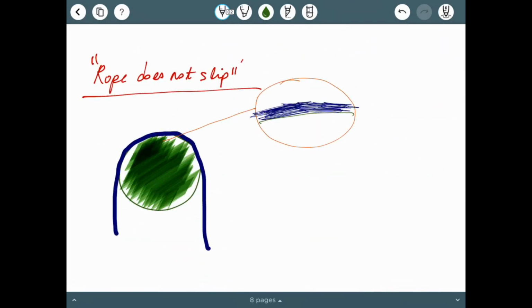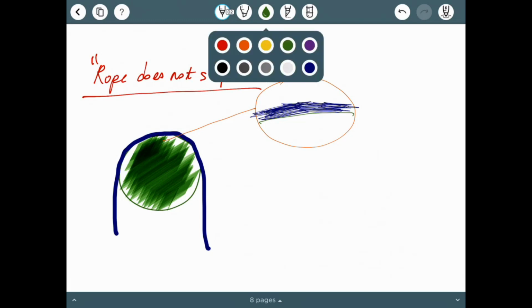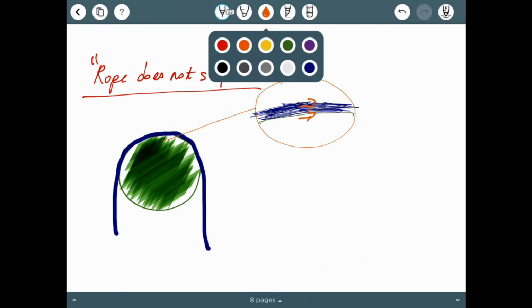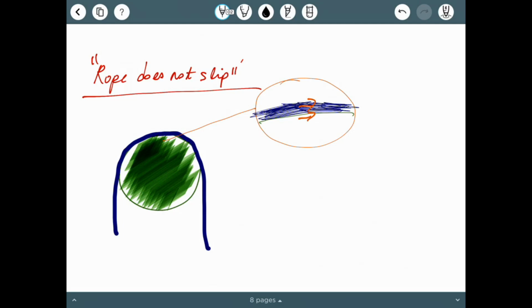Right, and next, a very important concept is about the rope not slipping. What this tells you is that at the top of the pulley, the rope and the pulley move at the same speed. So the speed of the pulley at the top must be equal to the speed of the rope.